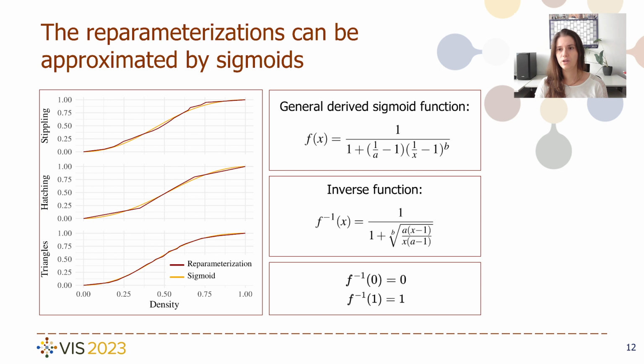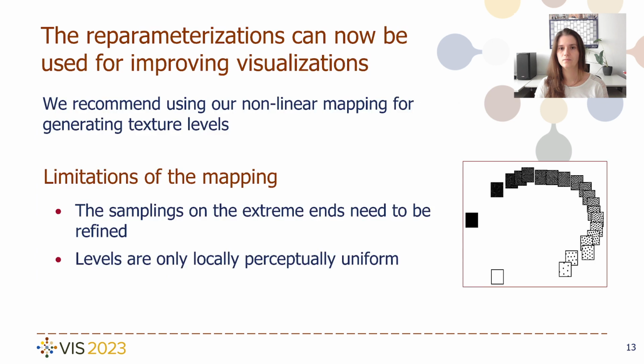Note, I use sigmoid as S-shaped curve. I do not refer to the logistic function. In contrast to the logistic function, our derived function has the benefit of reaching its bounds. The logistic function does so only in infinity. So, we recommend using our mappings to generate perceptually uniform texture levels for visualizations.